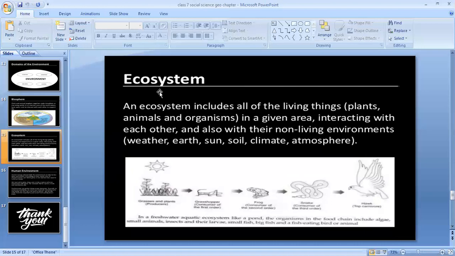Ecosystem. Now, what do you mean by ecosystem? An ecosystem includes all the living things like plants, animals, and organisms in a given area interacting with each other and also with their non-living environment: weather, earth, sun, soil, climate, and atmosphere. The living and non-living environment are all interrelated and interlinked with each other in their physical environment, which is known as the ecosystem because they are dependent on each other. You can see in this diagram also.